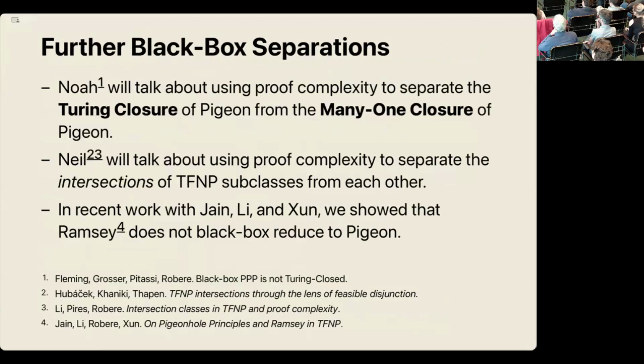And after this, there's been a bunch more black box separations that have been obtained in this setting. Noah, just immediately after me, is going to talk about using proof complexity to separate the Turing closure of the pigeonhole principle from the pigeonhole principle. Neil later is going to talk about using proof complexity to separate intersection classes. And also, in very recent work, we can use proof complexity to show that Ramsey's theorem doesn't reduce to pigeonhole, so it's not contained in PPP.